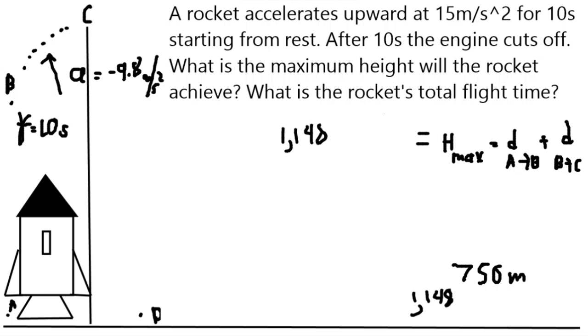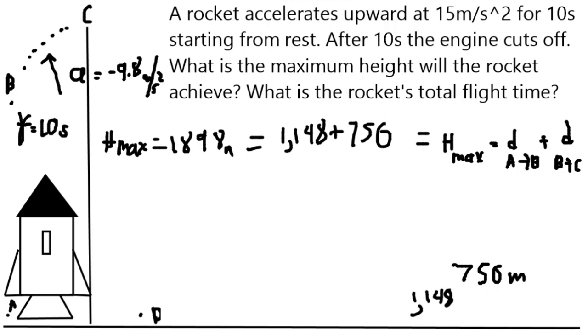So H max is going to be 1148 plus 750. We can compute this manually, but I'm still going to use a calculator. So we got 1,898 meters. That is the maximum height that the rocket achieved.